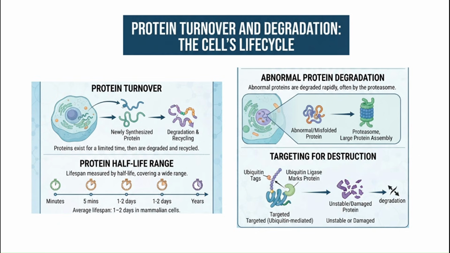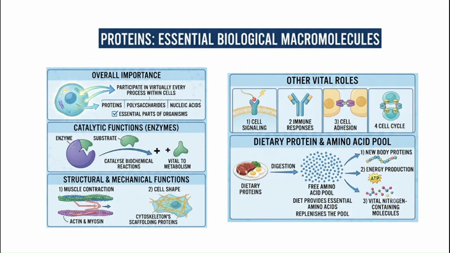Abnormal or misfolded proteins are degraded more rapidly, often by the proteasome, which is a large protein assembly itself. These proteins are degraded either due to being targeted, as ubiquitin ligases can mark a protein for destruction, or due to being unstable or damaged. Like other biological macromolecules such as polysaccharides and nucleic acids, proteins are essential parts of organisms and participate in virtually every process within cells.